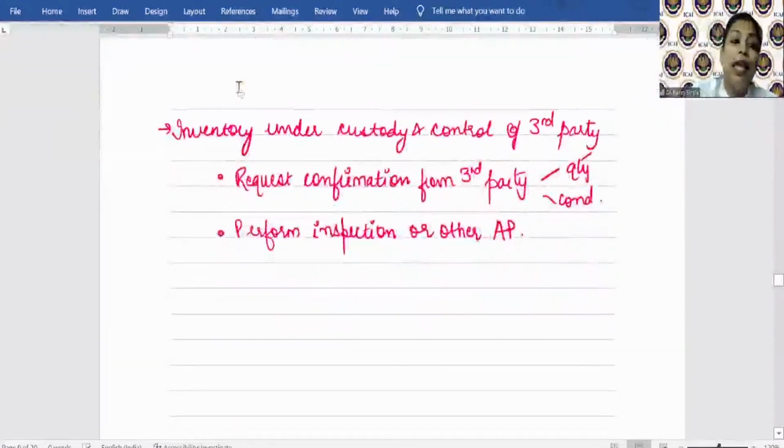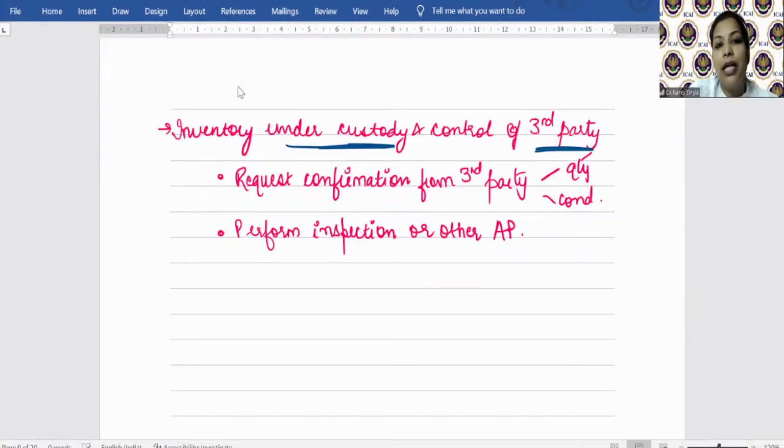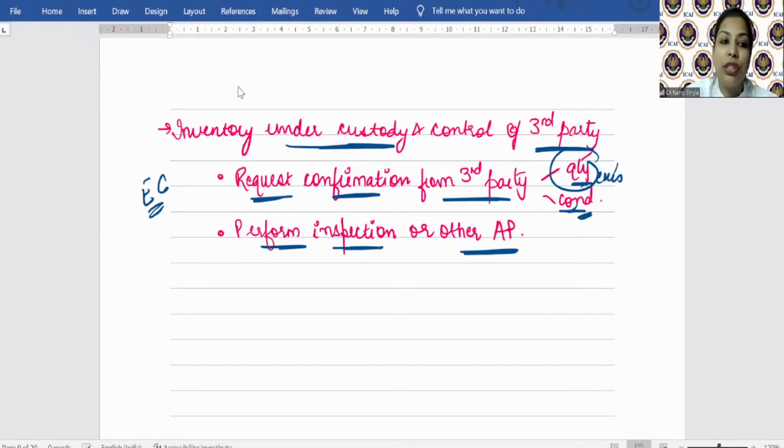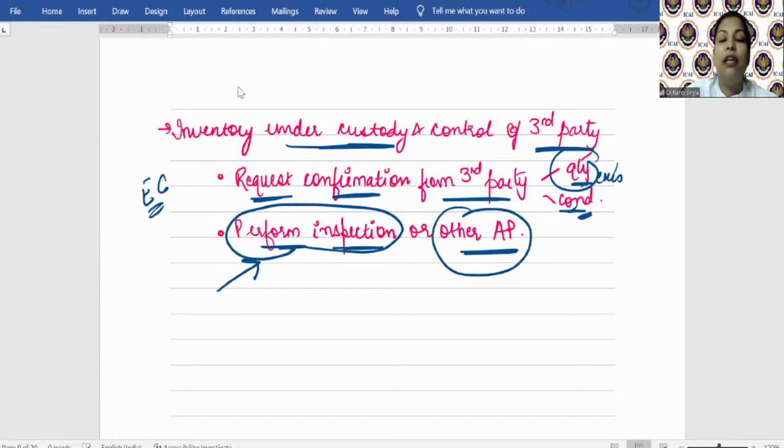Understood? If inventory is kept in a warehouse, kept with a third party, then request confirmation. Look, we take external confirmations, so you can take an external confirmation from the warehouse keeper too, from the third party with respect to quantity, that is how much exists, and the condition, and perform inspection or other audit procedures. If it is possible, send your team. Perform inspection means send your own team to the warehouse keeper to attend the physical inventory count or other procedure. If it is not possible to send your team, you may take the services of another chartered accountant, another auditor. So perform some procedures. Okay?